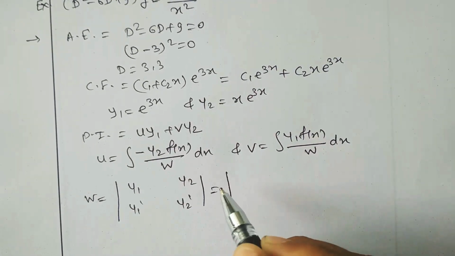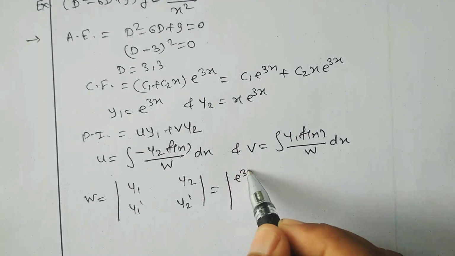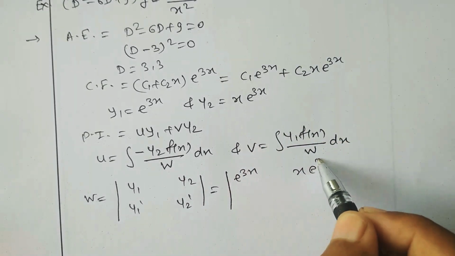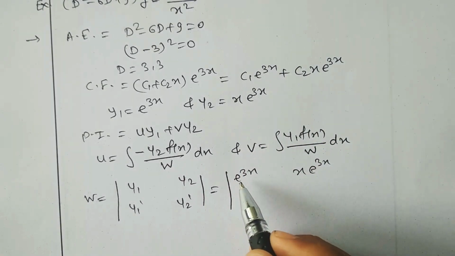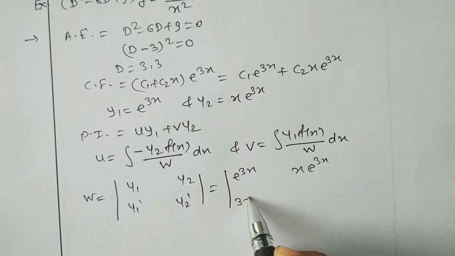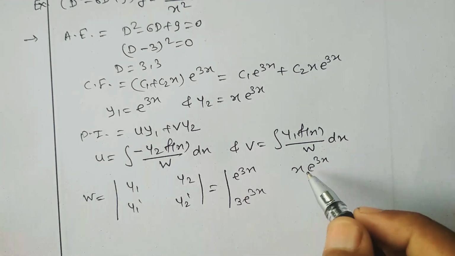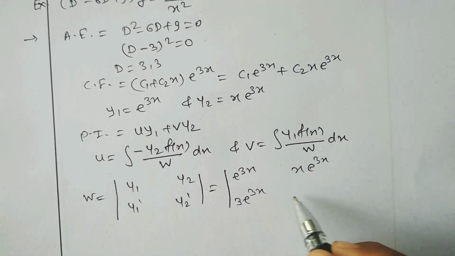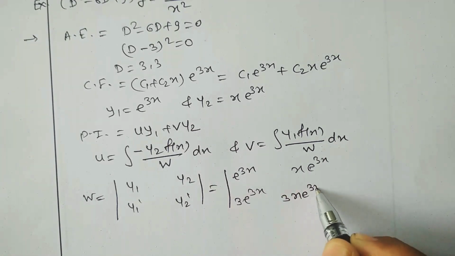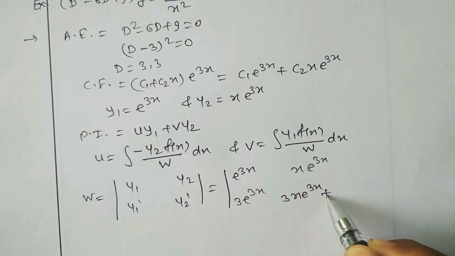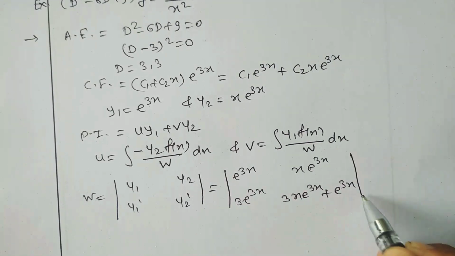This is equal to: the value of y1 is e^(3x), the value of y2 is x e^(3x). y1', the derivative of e^(3x), is 3e^(3x), and the derivative of y2, x e^(3x), is 3x e^(3x) plus e^(3x) by using the u-v rule.